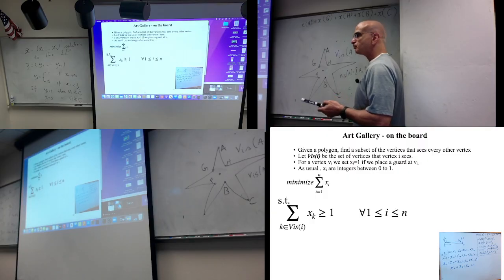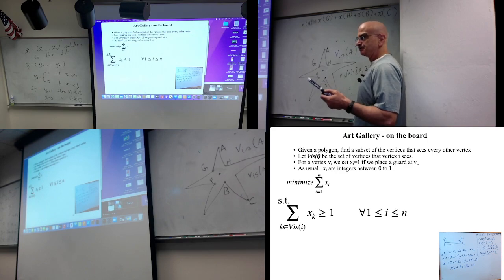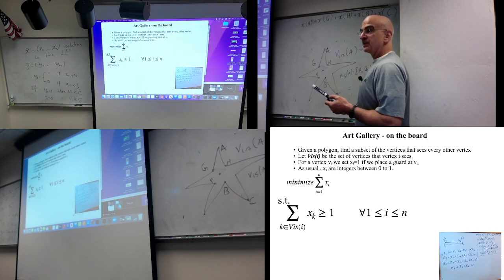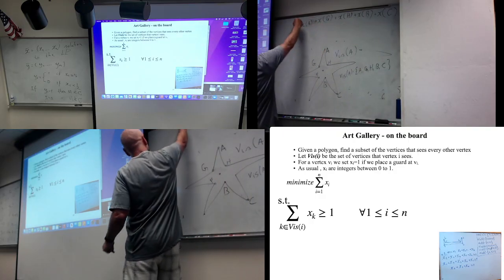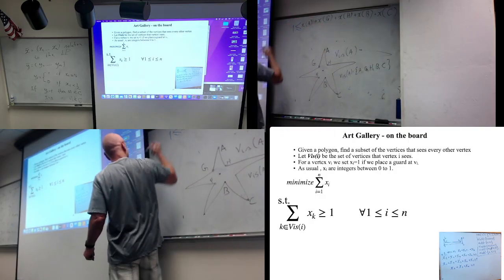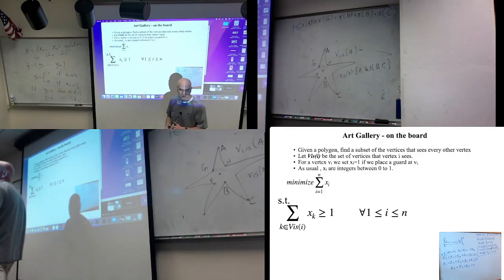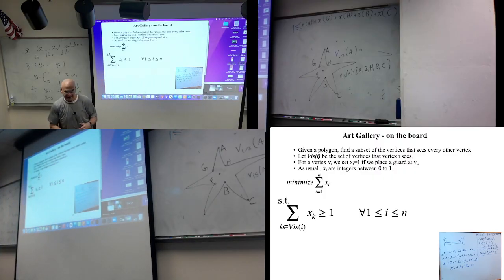So if I pick a guarding set, one of these guys must be in my guarding set for A. So this plus this plus this plus this must be larger or equal than 1. That was to satisfy that somebody sees A.